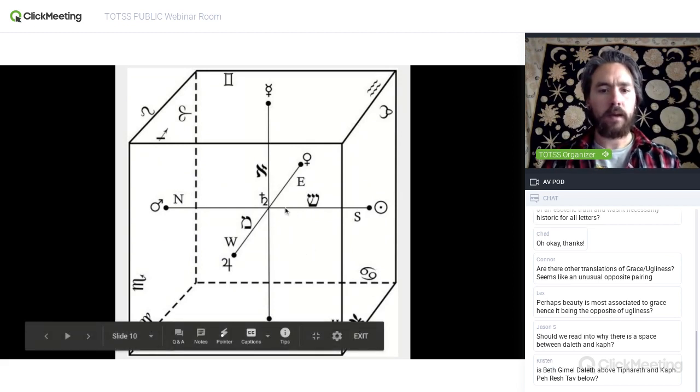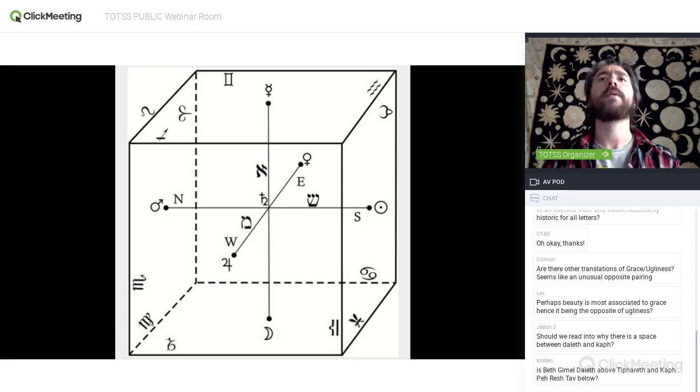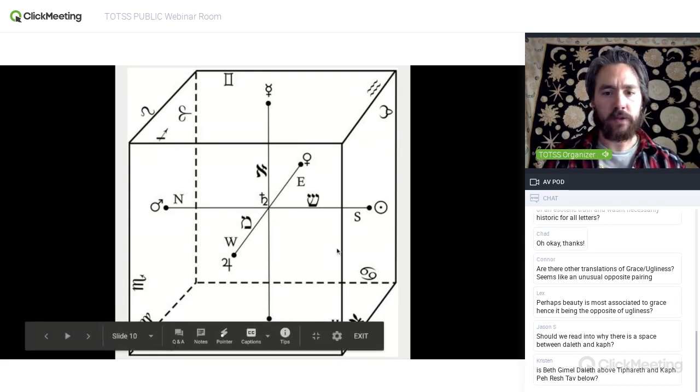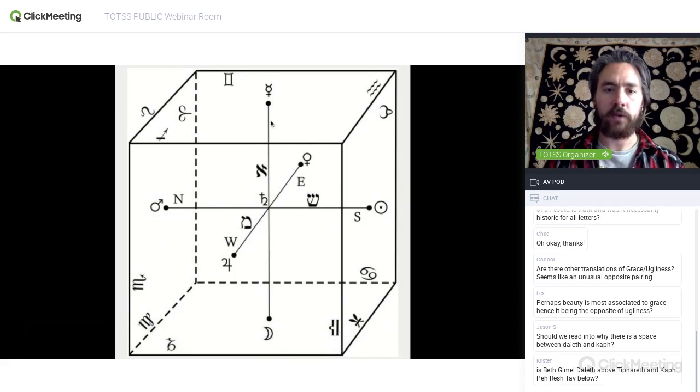But let's see. I hope everybody can see my cursor here. I'm doing this a little bit differently than usual. Can you see my cursor? Okay. So, right. So here we've got the cube of space. Obviously this is the front face of the cube here, and then the back face of the cube. And then here in the middle, we've got the 3 axes or directions.